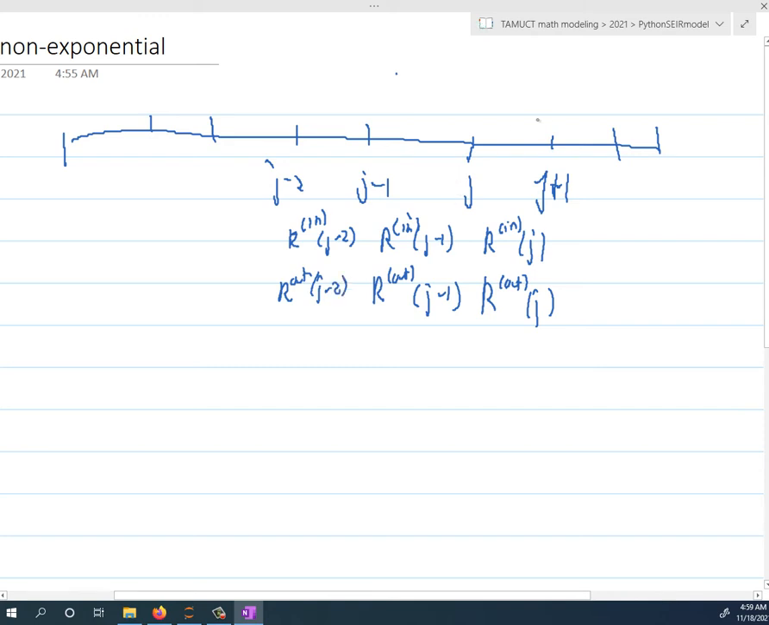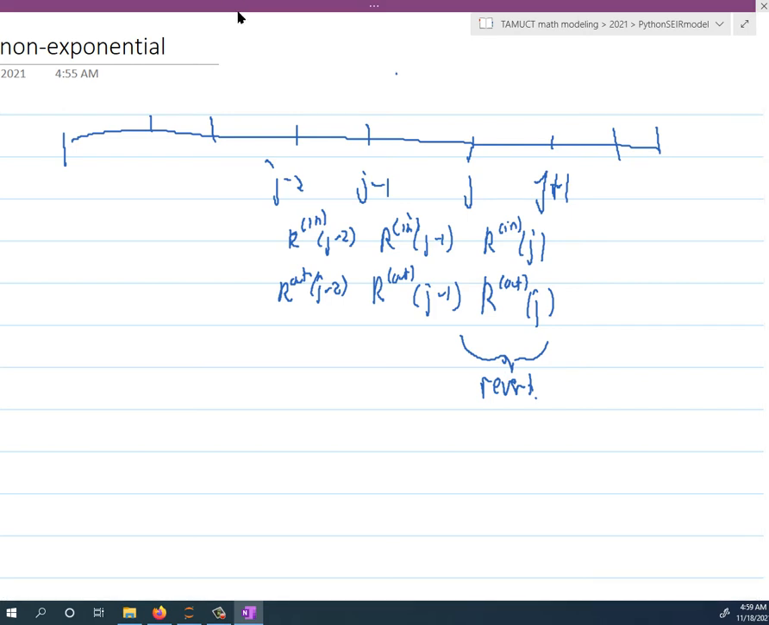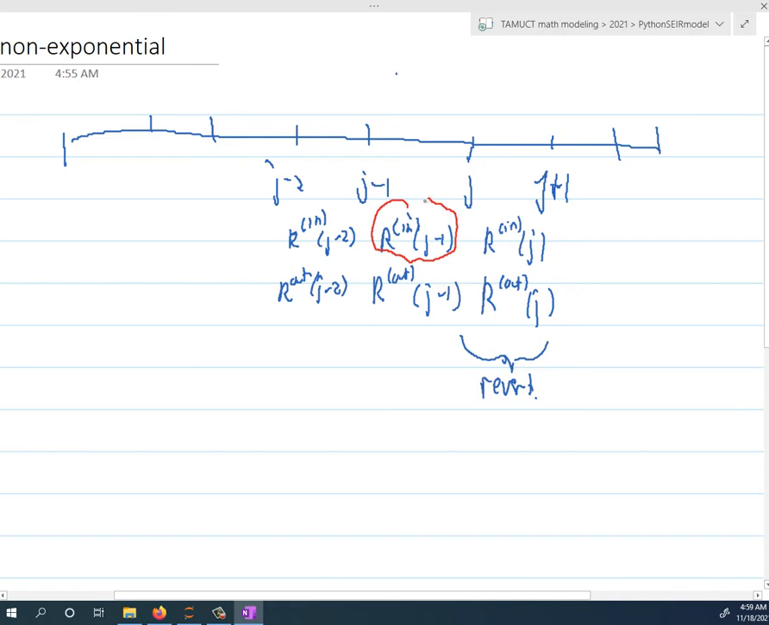So the question is, how many people revert during this time interval? Well, some of these people who just came in will revert. How many of these people revert? Well, that's rho of 0. I'm not using the subscript n, but there's going to be a subscript n on everything. So this is going to be rho of 0 times R in of j minus 1.